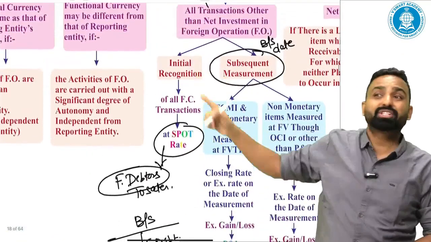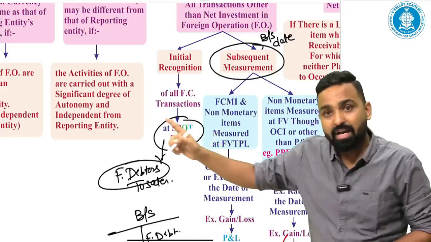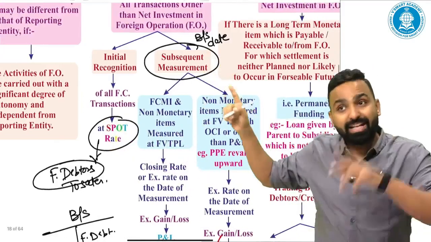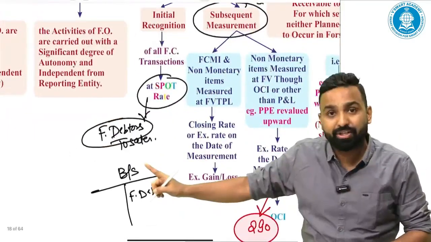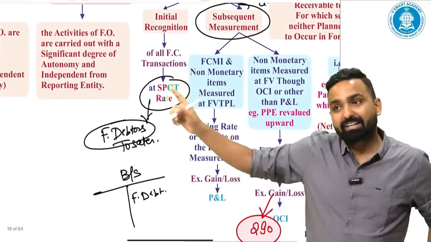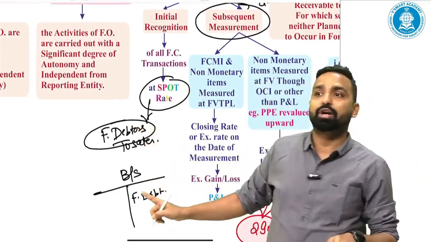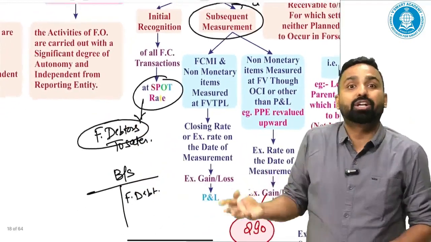out of this transaction? Whenever I record this transaction the first time, I have to take the spot rate. But on the balance sheet date, I have to check whether there is any foreign currency balance in my balance sheet. I translated these foreign debtors into Indian currency, but originally they are to be settled in foreign currency. So foreign debtors become the foreign currency balance.